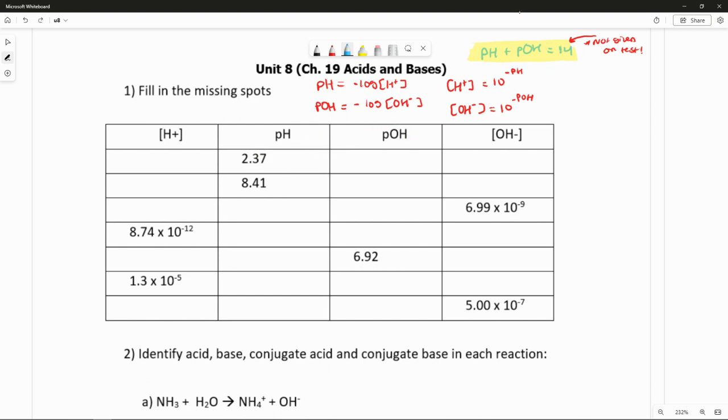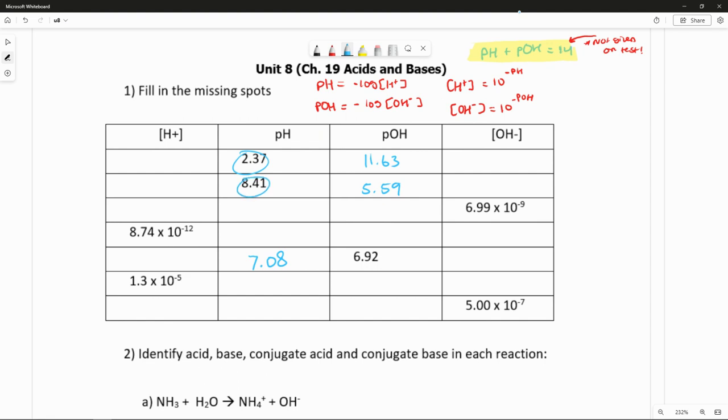Doing that, we take 14 minus 2.37, and that gives you 11.63. 14 minus 8.41 gives you 5.59. Write that 5 a little neater, 5.59. And for the pOH, same thing, we minus 6.92 from 14, which gives you 7.08 for your pH.